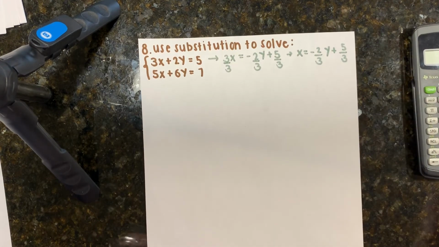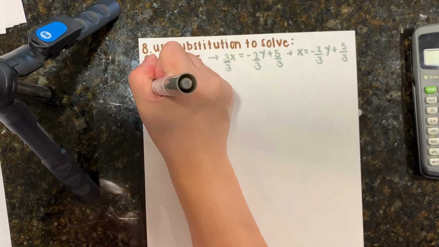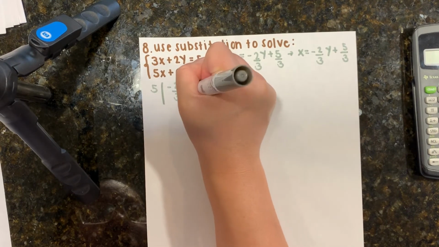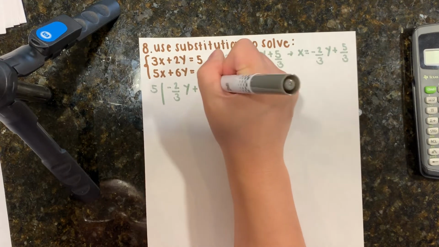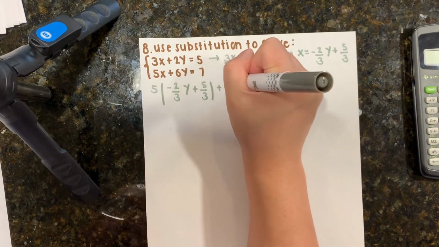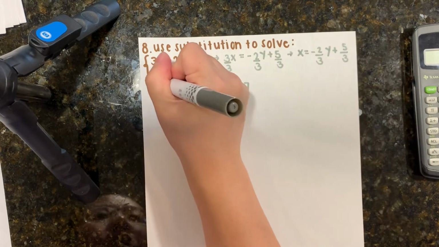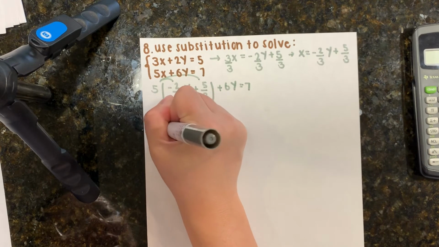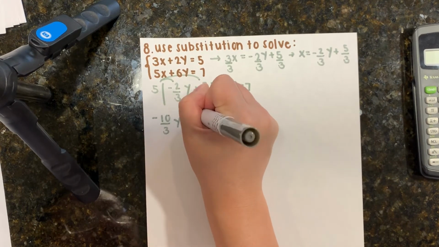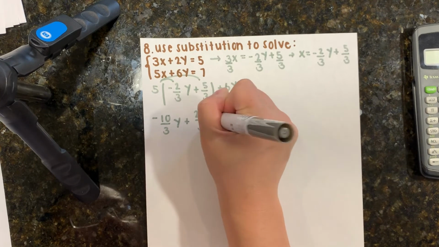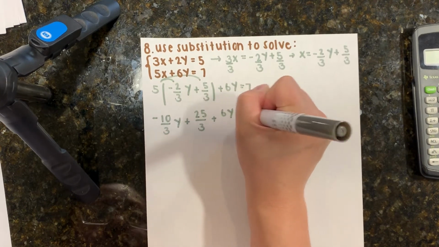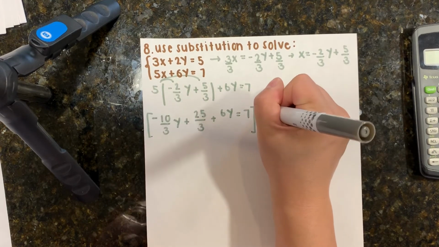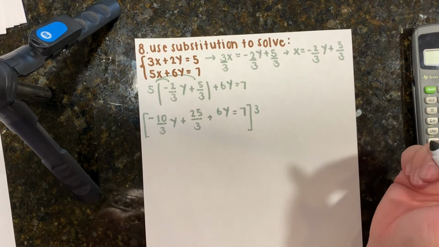So I'm going to take that and plug it into the second equation, which would be 5 times -2/3y plus 5 over 3 plus 6y equals 7. Now, if you distribute the 5, you get negative 10 over 3y plus 25 over 3 plus 6y equals 7. But remember that we don't like to deal with fractions, so we're going to multiply this whole thing by 3 to get rid of the fraction.